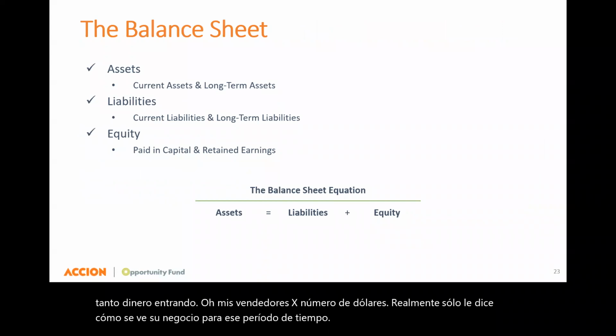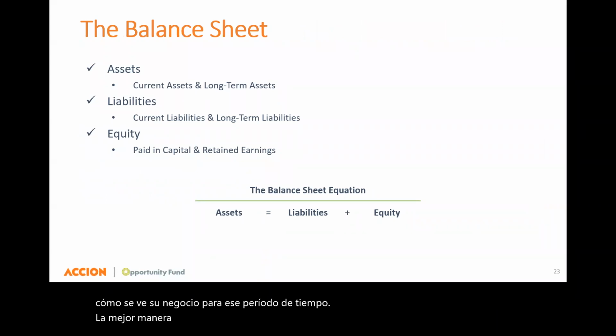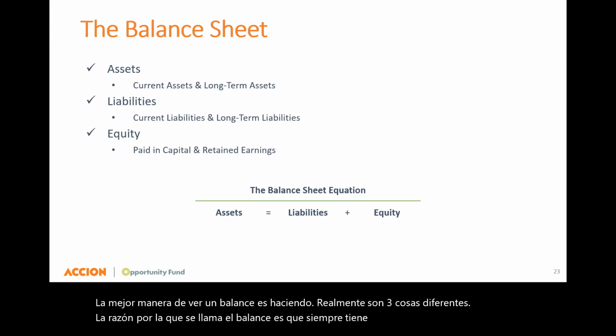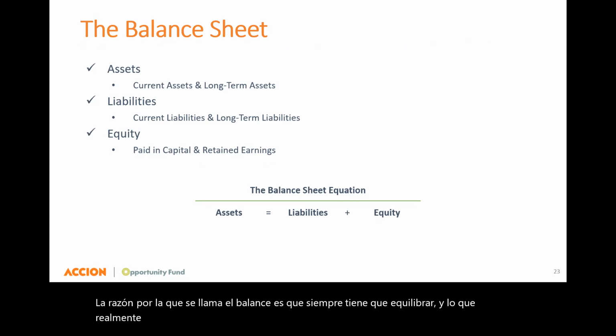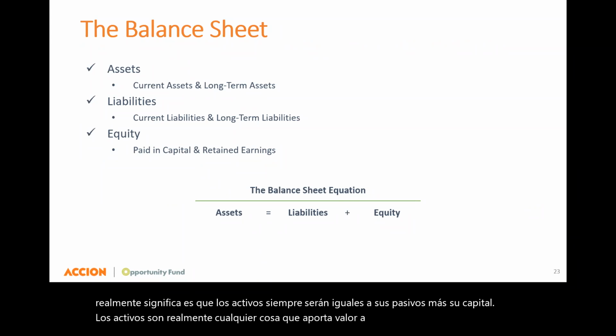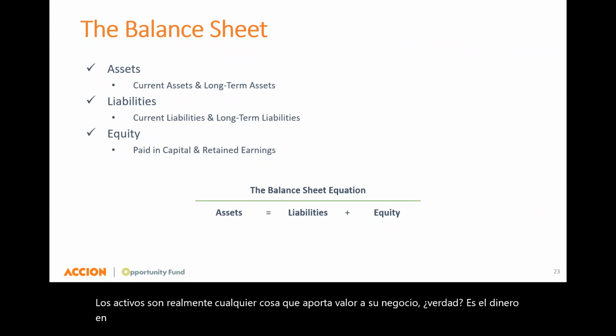The best way to look at a balance sheet is as three different things. The reason it's called a balance sheet is that it always has to balance out. What that means is that assets will always equal your liabilities plus your equity. Assets are anything that brings value to your business. It's the cash in your business, it is the value of your equipment. It is everything that brings value to your business, tangible or intangible. And I'll talk about that a little bit further.